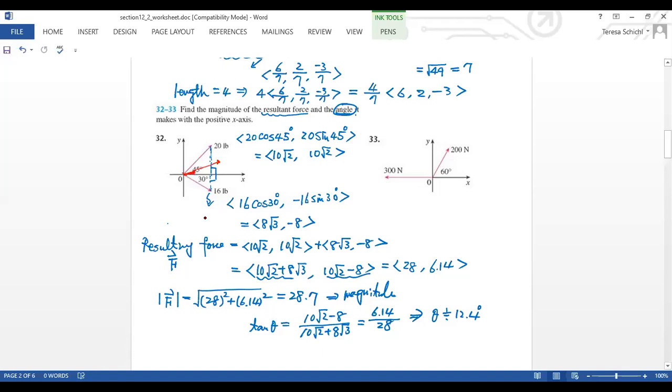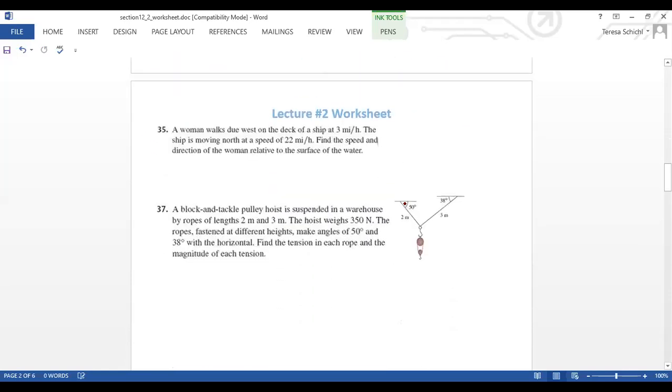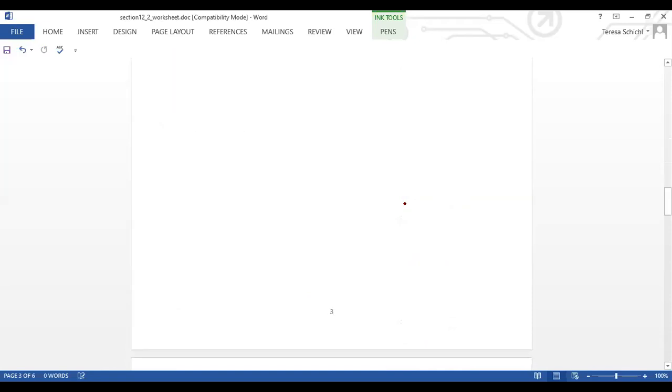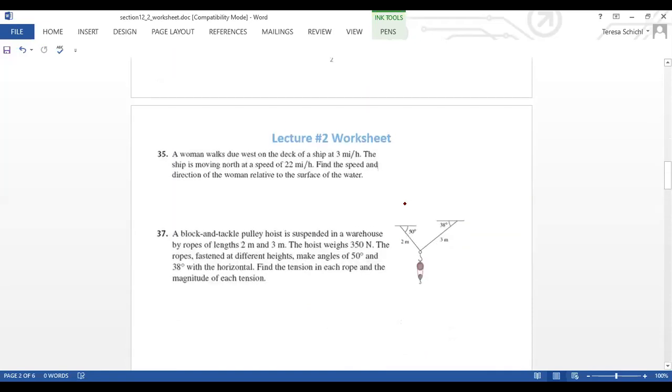All right, so this is the first physics type of application problem. That's why I like to do this problem, to show you how to use the vector concept and apply it to a physics application. Now the remaining ones, I think you'll be able to do.